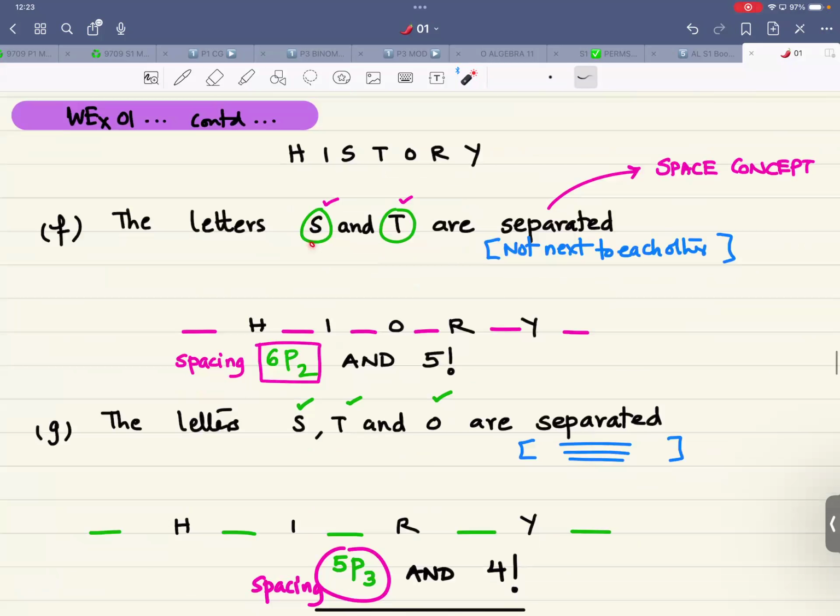The letters S and T are separated, not next to each other. Space concept. So we have H, I, O, R, Y, and there is an extra space. So whenever, for example, 5 alphabets are there, there will be 6 spaces. The S and T could occupy any one of these 6 possible spaces. So 6P2 is for the spacing. 5 factorial, because these alphabets are not fixed. They also have the desire to arrange themselves, to move around. So that is 5 factorial.